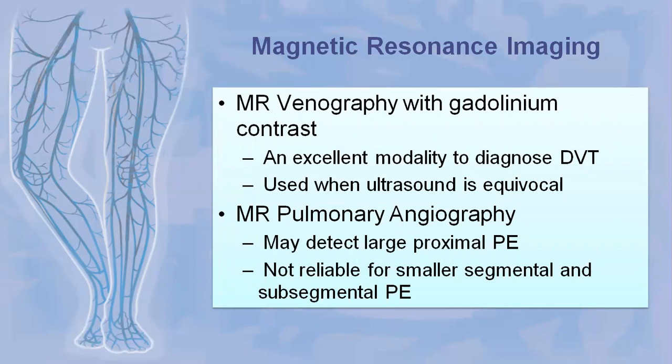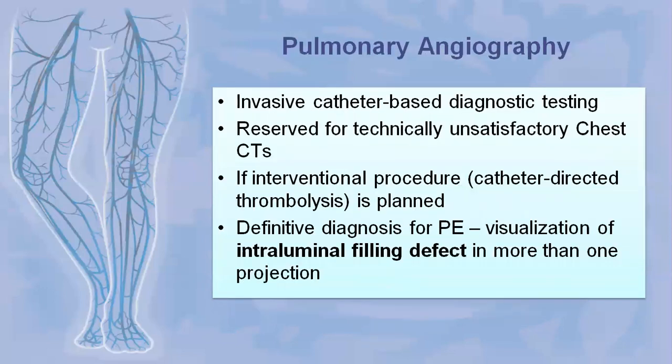MR venography with gadolinium contrast is an excellent modality to diagnose deep vein thrombosis. It is used when ultrasound is equivocal. Whereas MR pulmonary angiography may detect large proximal pulmonary embolism. However, it is not reliable for smaller segmental and subsegmental pulmonary embolism.